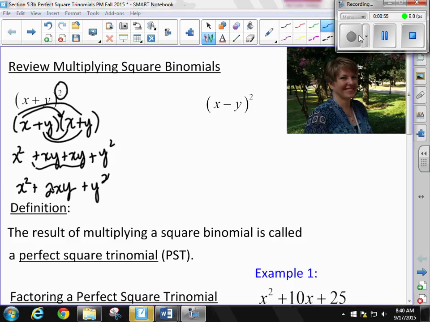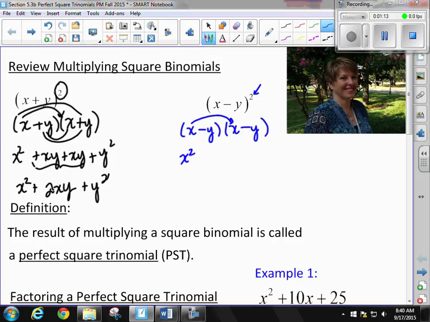The other form of binomial that we have is x minus y squared. Again, the square part tells us we have to write it down twice. X minus y times x minus y. It's the same thing written down two times. X times x is x squared. X times minus y gives us minus xy. Negative y times x is minus xy. And minus y times minus y gives us plus y squared.